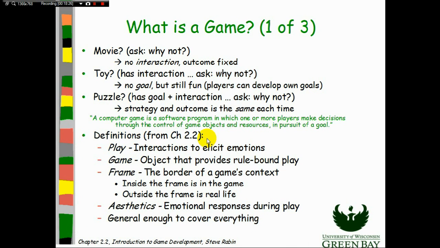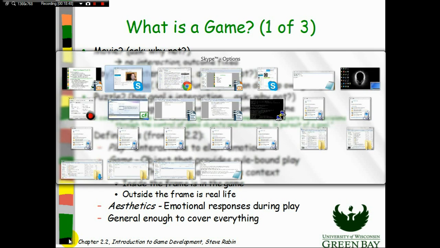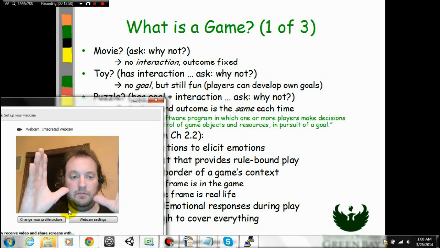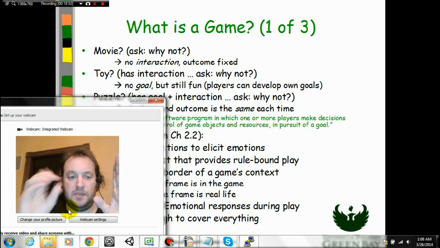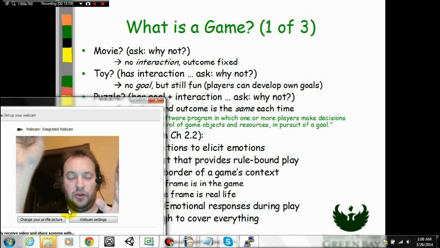So, definitions from Introduction to Game Development by Steve Rabin. He says play is the ability to have interactions to elicit emotions. A game is an object that provides rule-bound play. And a frame is the border of a game's context. Inside that frame is the game, and outside the frame is real life. You provide a frame, and inside that frame the game operates, and outside of the game is real life.